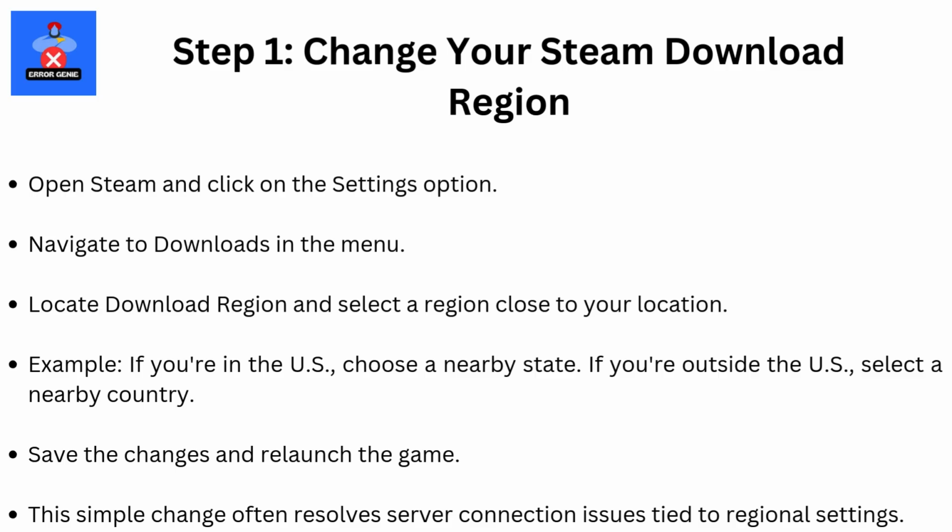Change your Steam download region. Open Steam and click on the Settings option. Navigate to Downloads in the menu. Locate Download region and select a region close to your location. Example: if you're in the US, choose a nearby state. If you're outside the US, select a nearby country. Save the changes and relaunch the game. This simple change often resolves server connection issues tied to regional settings.